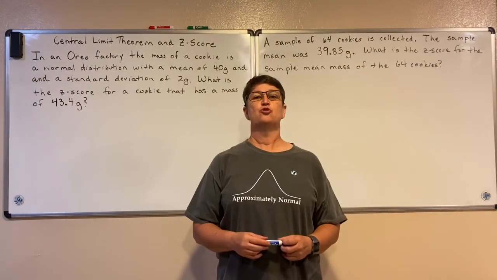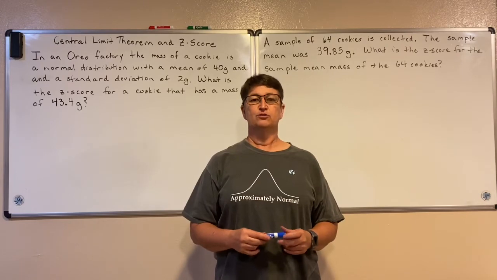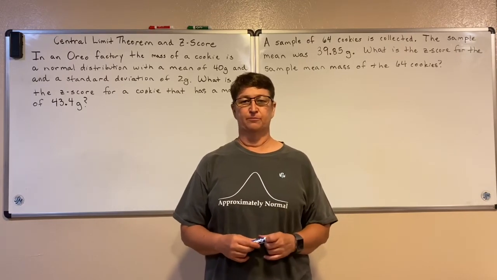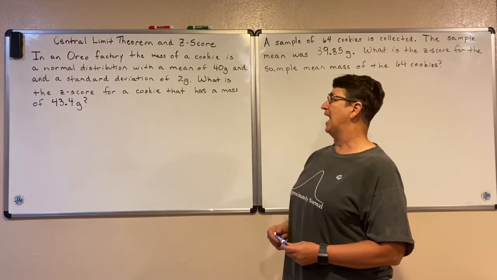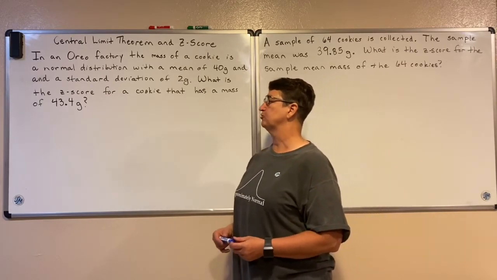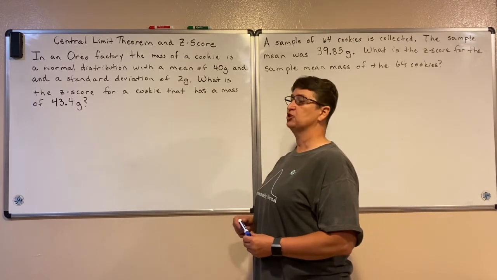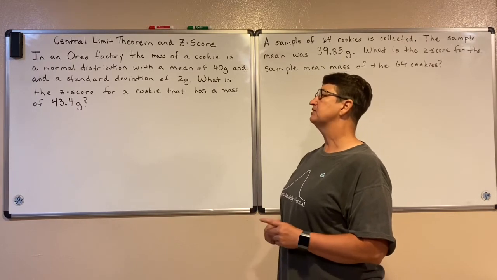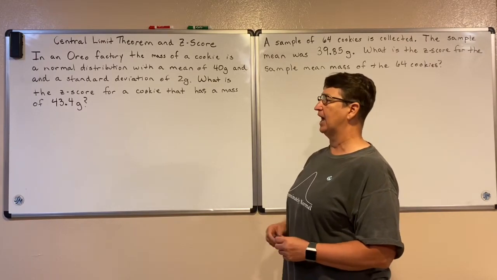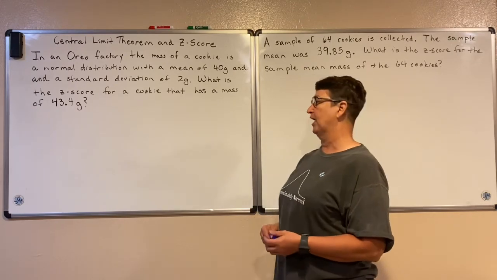Let's use the normal distribution and central limit theorem to help us find z-scores. First, in an Oreo factory, the mass of a cookie is a normal distribution with a mean of 40 grams and a standard deviation of 2 grams. We want to know what is the z-score for a cookie that has a mass of 43 4/10 grams.